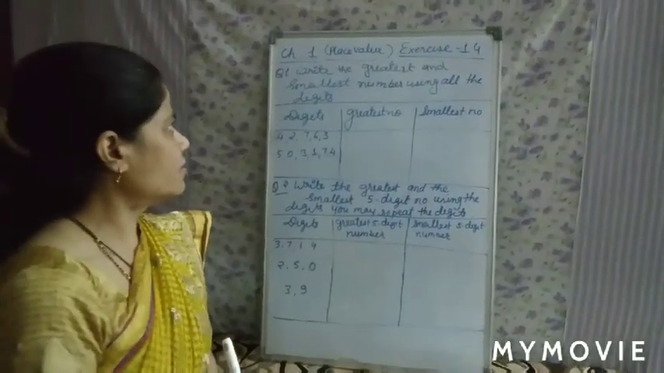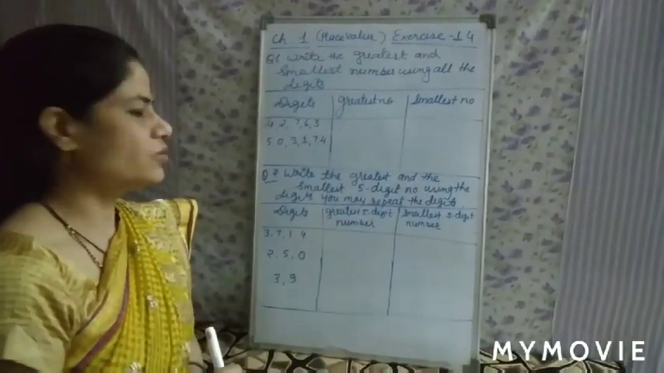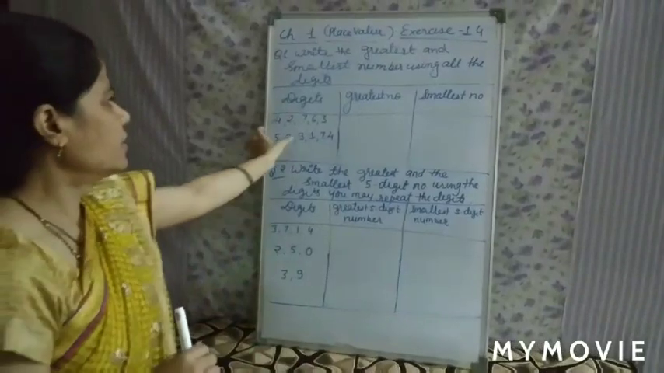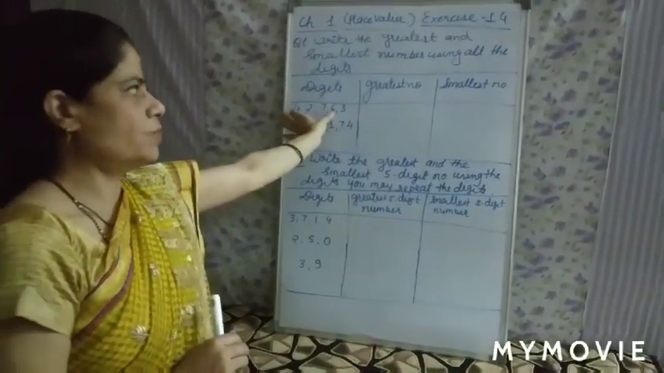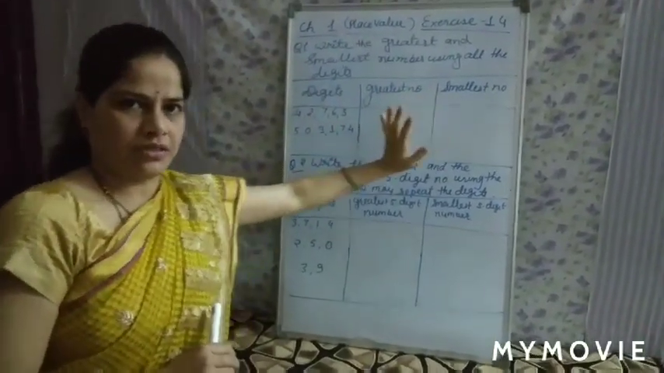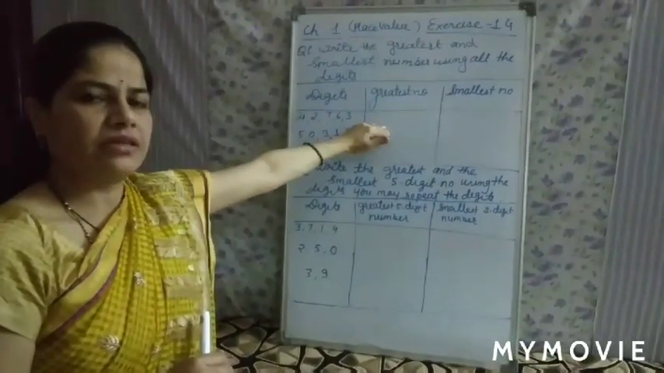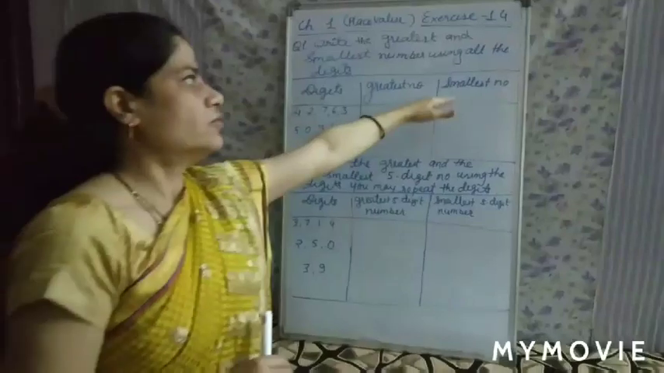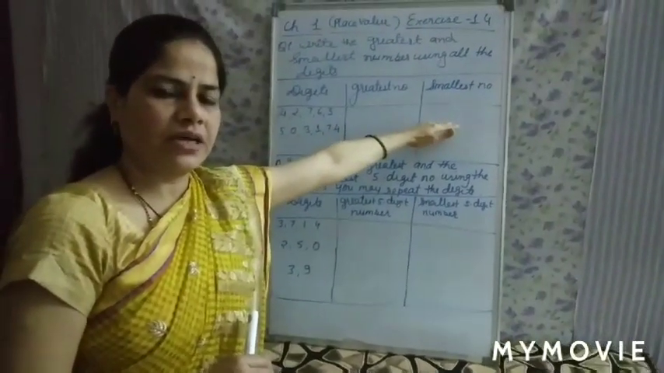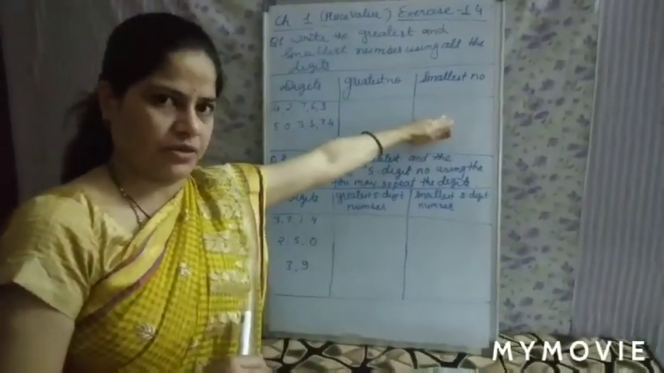Question number 1 is: write the greatest and smallest number using all the digits. Here digits are given and we have to form the greatest number and the smallest number. To form the greatest number you have to write the digits in decreasing order, and to write the smallest number you have to write the digits in increasing order.